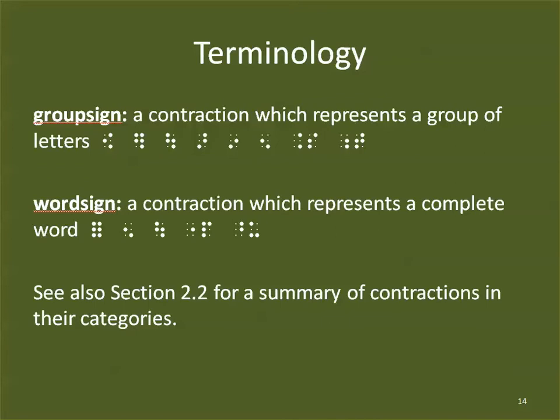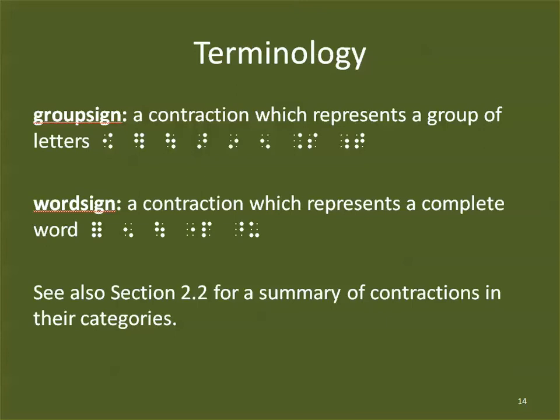A group sign is a contraction which represents a group of letters. Examples of that might be OW, or ER, or OU, AR, IN, EN, the contraction for LESS or MENT. Notice those last two have 2 cells. They're still a Braille sign because they are a unit. So those are group signs because they represent groups of letters.